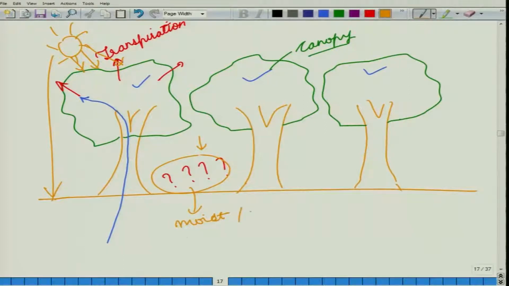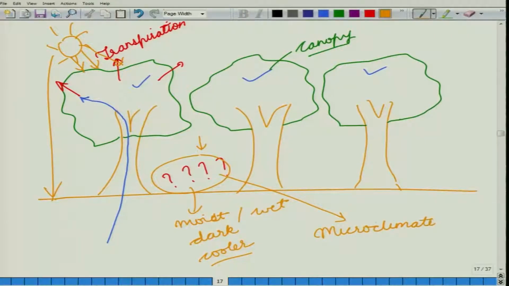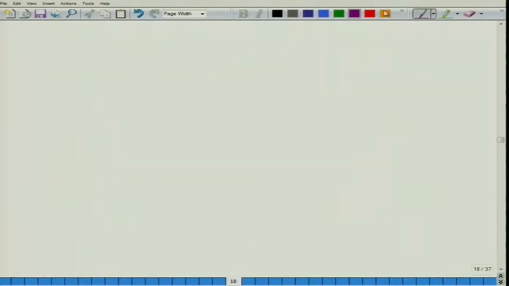It is so moist, or we could call it wet. It is also dark as compared to a bare ground. At the same time, it is also cooler because the sun's rays are not able to heat up this region. So, the climate of this point, also known as the microclimate, is very different from the climate over a bare piece of land. That being said, the nutrients that will be on this portion will also be different from the nutrients we will be having here. Why would that be so?